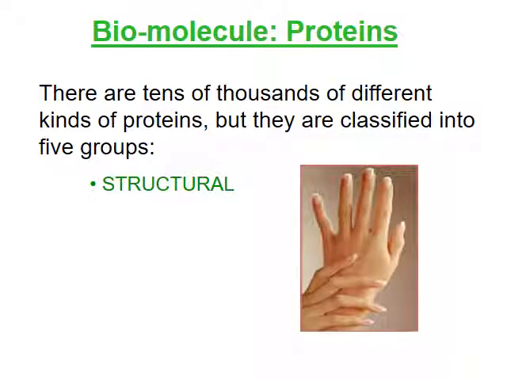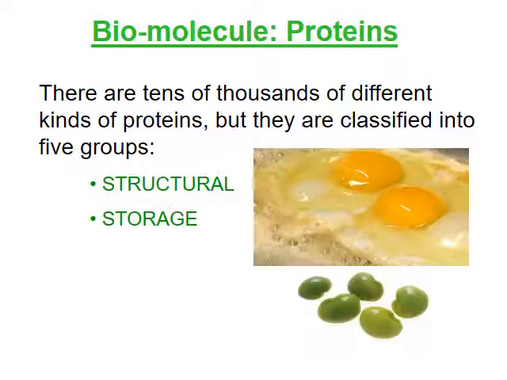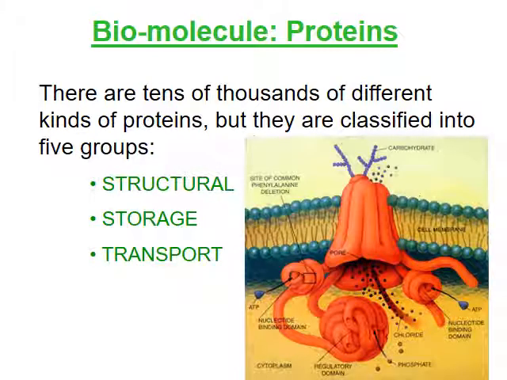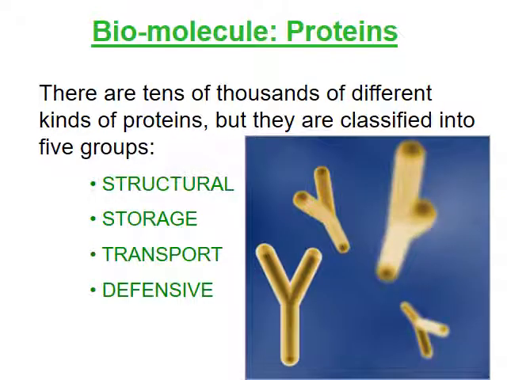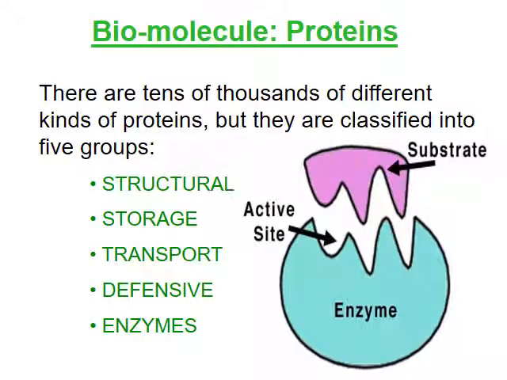You have your structural. This includes the proteins that provide structure to an organism, such as muscles and skin. You have your storage proteins, which are found in things like seeds, the yolk of eggs, and milk. These provide storage. Then you have your transport proteins, which includes hemoglobin, which is the transport protein in your blood. You have your defensive proteins, which include your antibodies that make up your immune system. And then you have your enzymes, which control all of the chemical reactions in an organism.